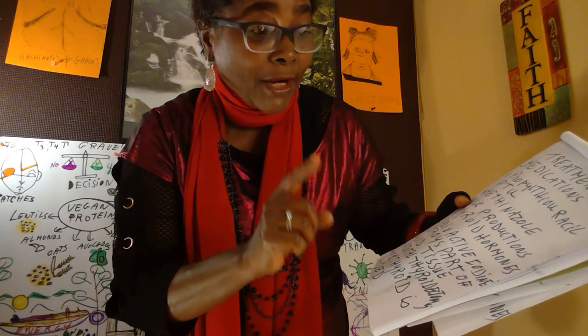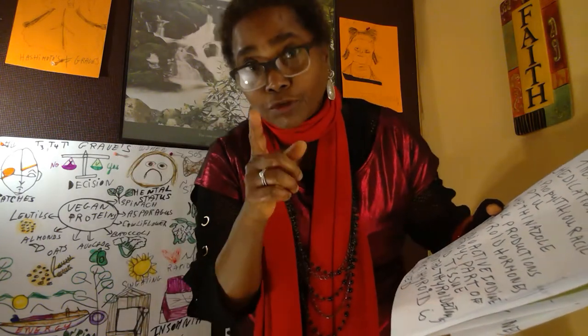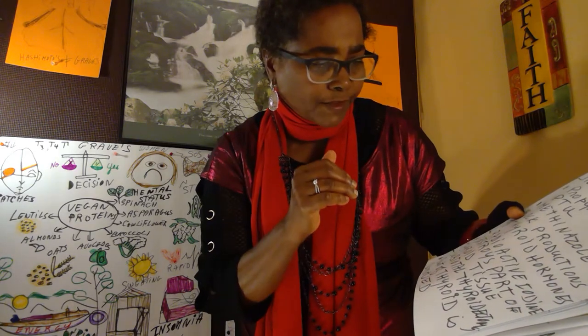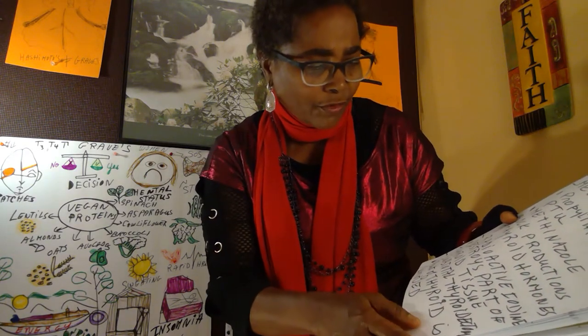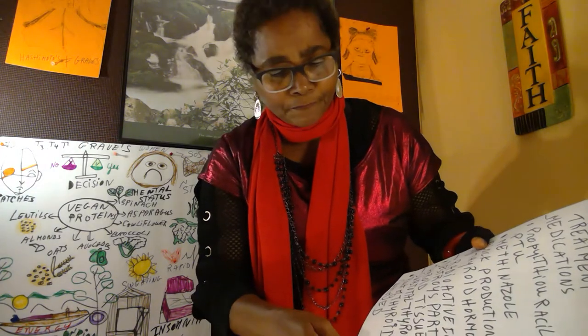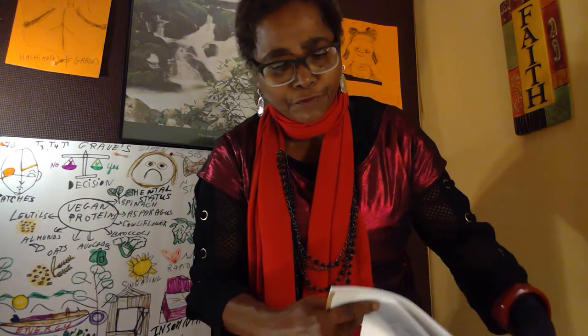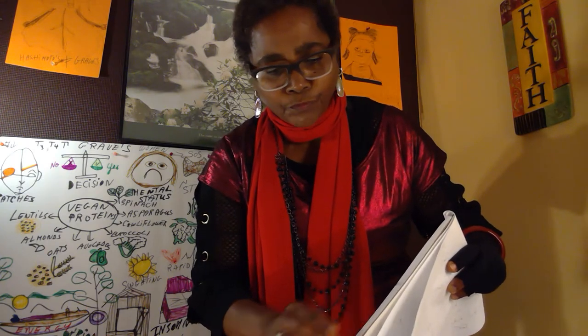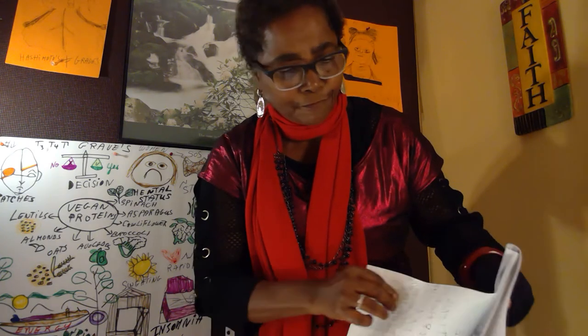Subtotal thyroidectomy is a surgery. Ectomy is a surgery. Part of the thyroid is removed, so they remove a part of it, not all of it, to give you relief.